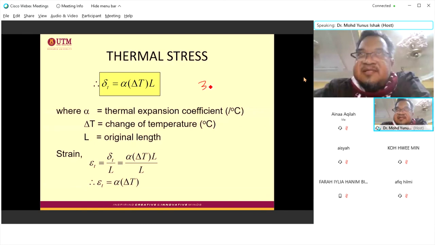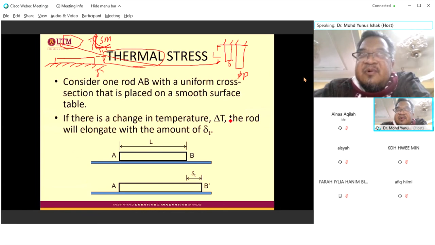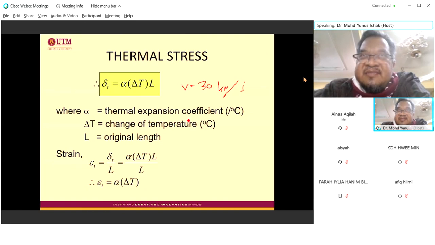30 km sejam, okay? So in 1 hour, you can drive 30 km. So this is your velocity. In 1 hour, you drive 30 kilometers, that's called 30 kilometer per hour. For one increment of temperature, it increases this expansion. So if your degree is very bigger, then you have very bigger expansion.